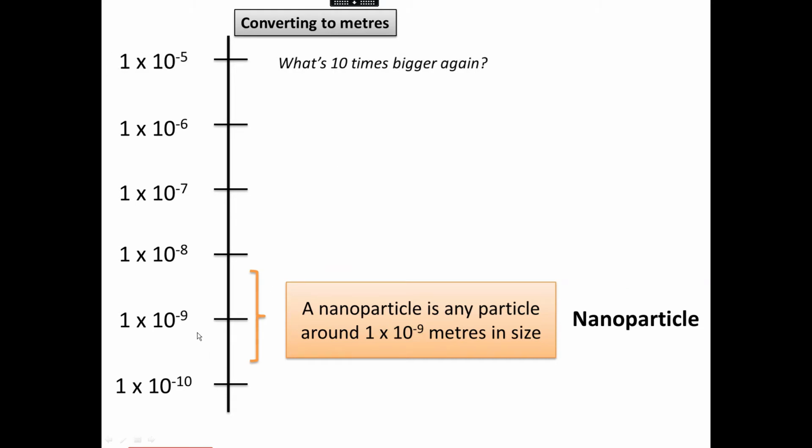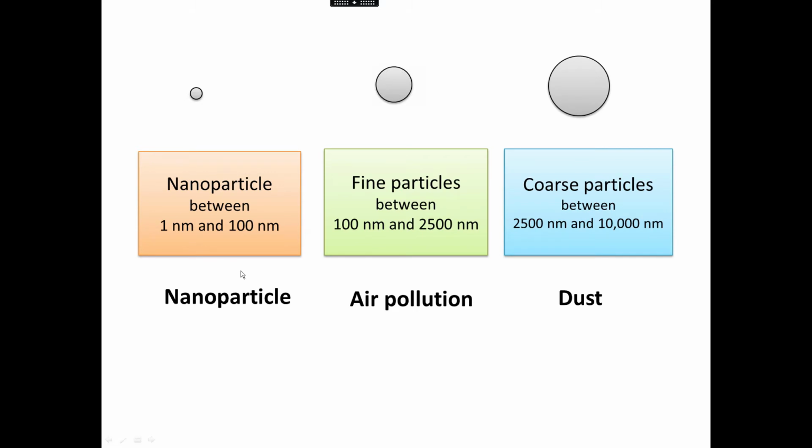Okay, so every time we go up a factor of 10, from minus 9 to minus 8 to minus 7 to minus 6 to minus 5, we're multiplying by 10. So that means if 1 times 10 to the minus 9 is 1 nanometer, 1 times 10 to the minus 8 is 10 nanometers, 100 nanometers, 1,000 nanometers, 10,000 nanometers. Okay, so 1 nanometer to 100 nanometers is 1 times 10 to the minus 9, going up to 100 times bigger, minus 8, minus 7. So nanoparticles go up to 1 times 10 to the minus 7 meters.